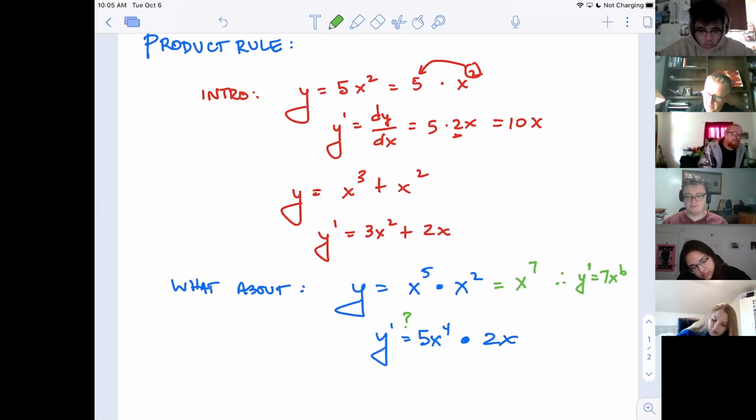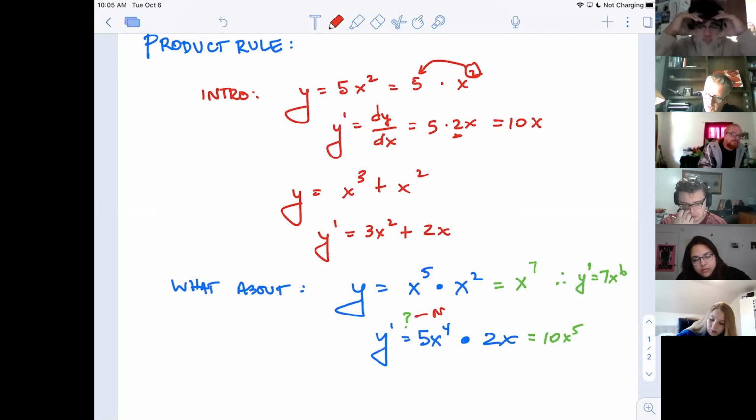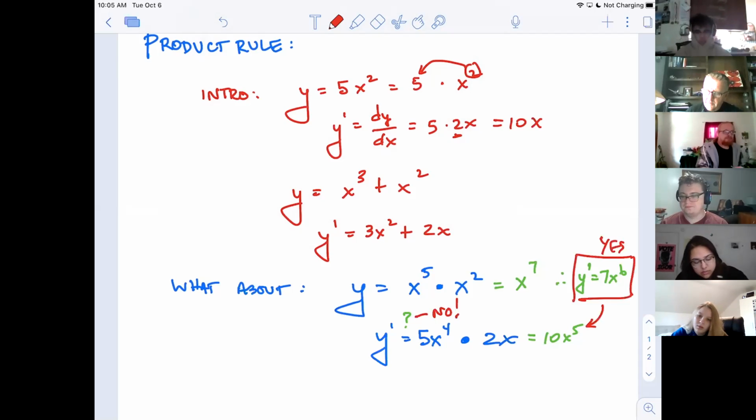But down here, it seems to say that the answer would be 10x to the fifth, right? So apparently the answer to this, if you will, is unfortunately a resounding no. Because this one is a yes, and that's not the same answer, right? So apparently that isn't quite that simple, which is kind of a bummer.